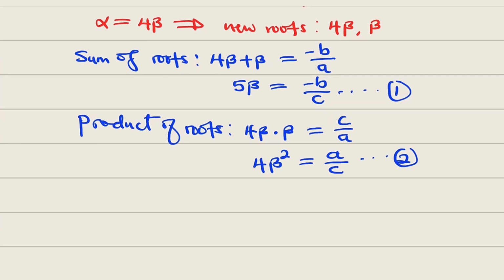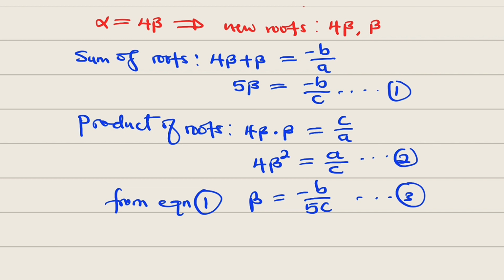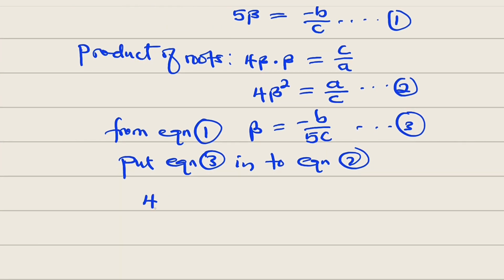From equation 1 we can make beta the subject, so beta is equal to negative b divided by 5c if we divide both sides by 5. Let us call this one equation number 3. What do we do next? We can now substitute equation 3 into equation 2. From equation 2 we have 4 multiplied by beta, which is now negative b divided by 5c raised to the power of 2, and to the right we still have a divided by c.